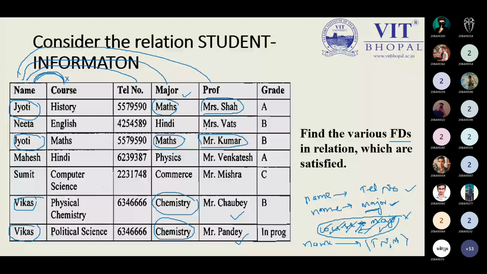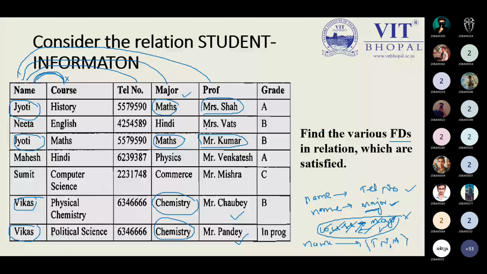Okay, sir. Got it. So if Jyoti has chosen the major subject as mathematics and the course as history, no issue. Jyoti has chosen the major as mathematics and the course as maths, no issue. But the professor should be the same. So we can say the relationship between professor name and student name will be there. But here we are finding different names. So there will be no functional dependencies.